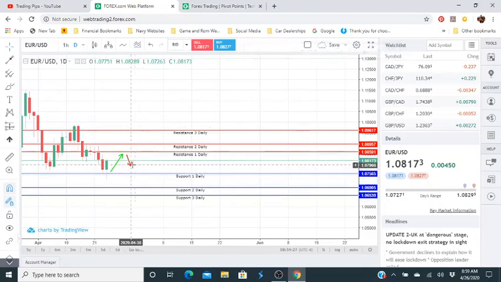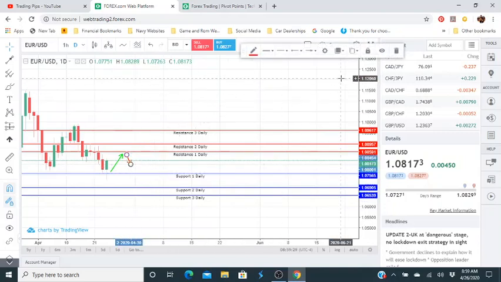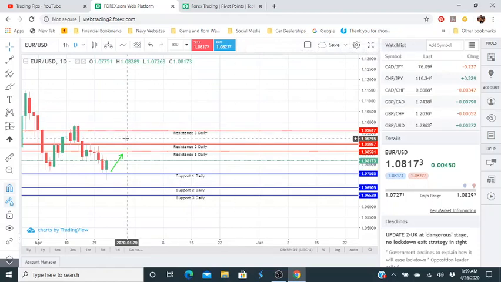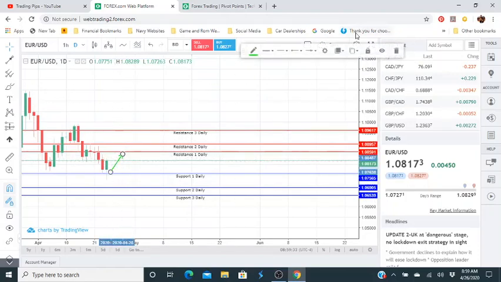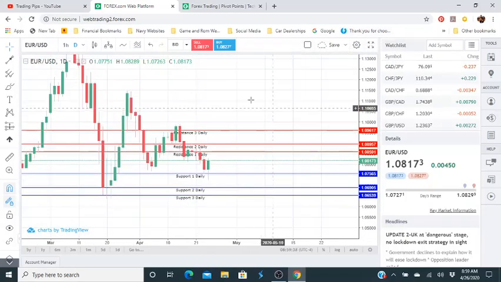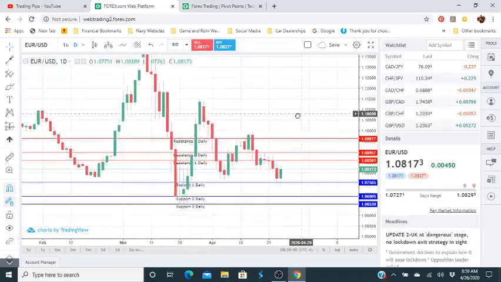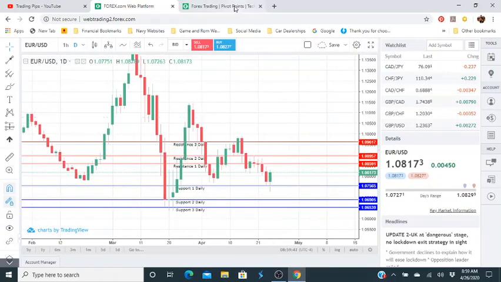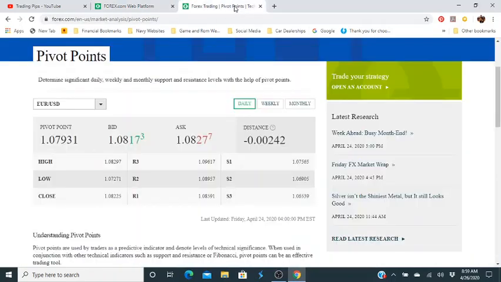So right now we're going to delete our arrows, and hopefully I've showed you guys how it's set up, or hopefully you understand how we set up our support and resistance lines using Forex.com's own resistance and support lines based off their pivot points, right? So this is an easy, or is the easiest way I found to set up support and resistance lines really quick.